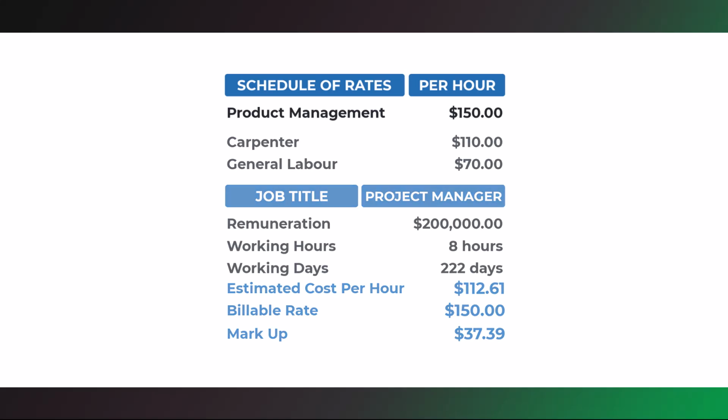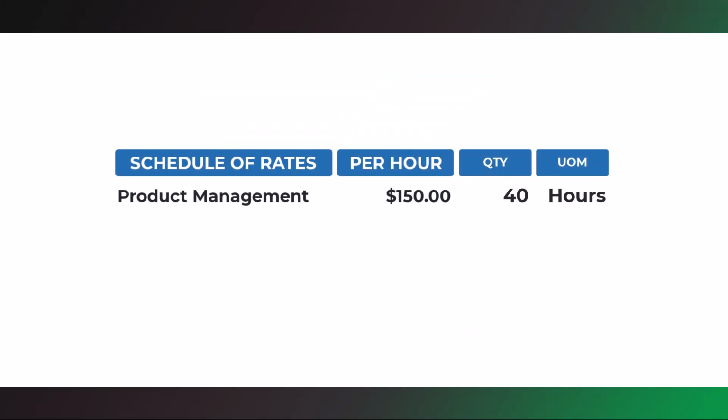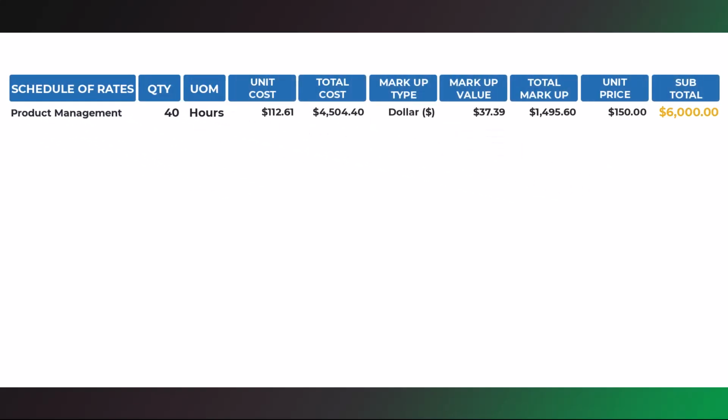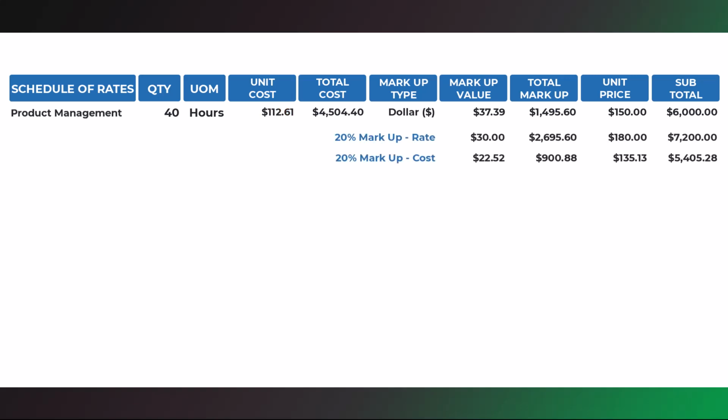$37.39 markup per hour. If you estimate 40 hours of project management, the calculation is the following: $6,000 estimated price, $4,504.40 estimated cost, $1,495.60 estimated markup. If you want to add a markup percentage to your estimates, this percentage can be applied to the rate of $150 per hour or the cost of $112.61 per hour. Let's look at both these examples using a total markup percentage of 20%.